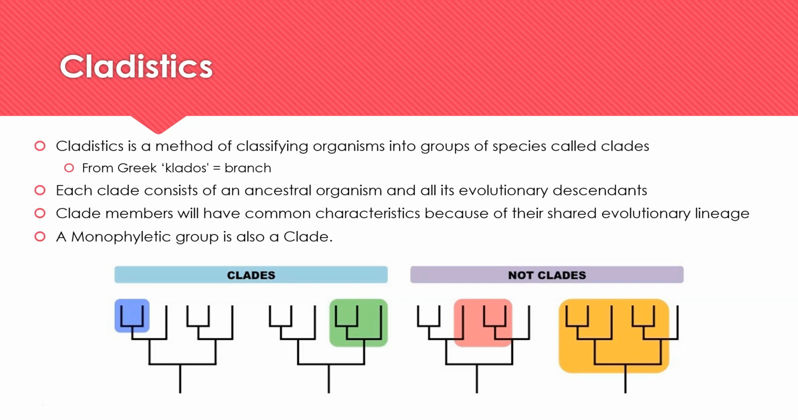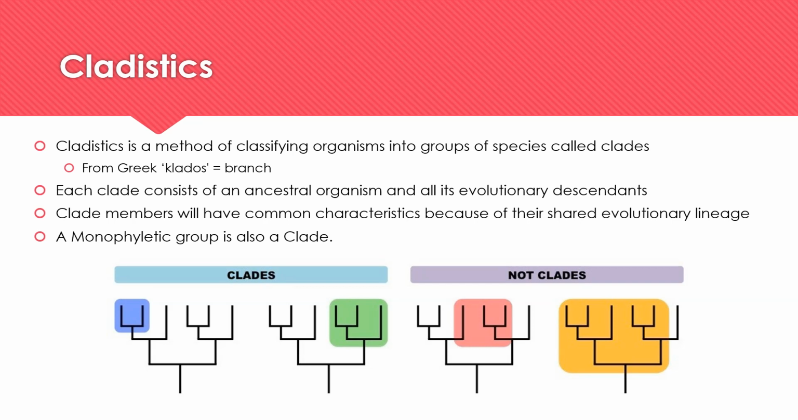And this is very imaginative because it comes from the Greek word kleidos, which means branch, because we're grouping branches on the phylogenetic tree. So that's where the word clade comes from. Now, the description of a clade is it's an ancestral organism and all its evolutionary descendants, which might sound familiar because we just established that as the definition for a monophyletic group. And so monophyletic groups are clades as well. They're actually the same thing.